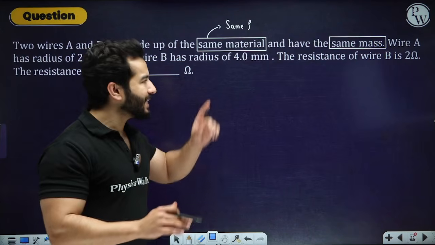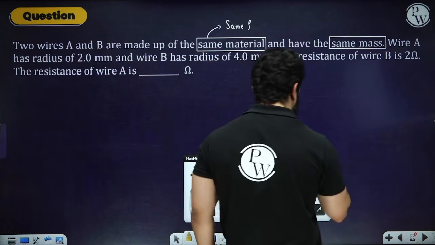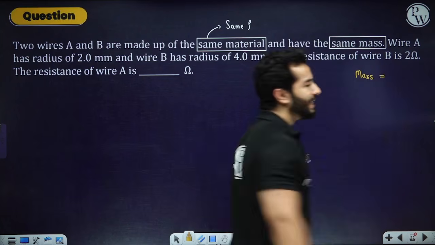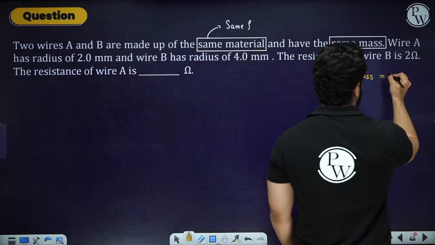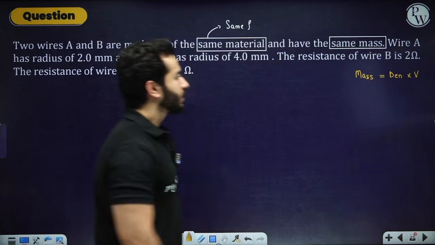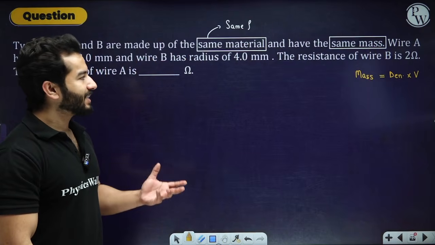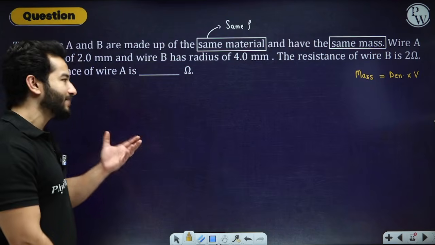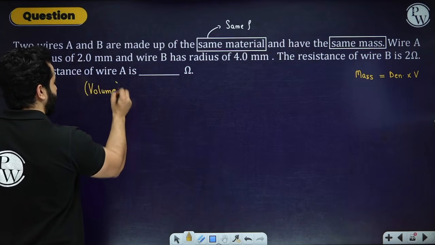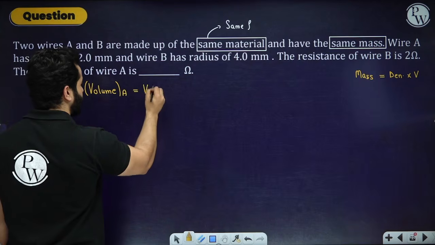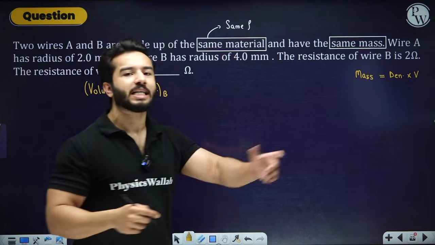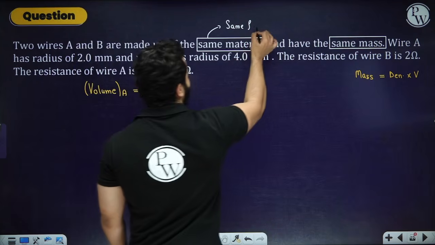The question is quite simple. Why are they saying that they have the same mass? The reason is that we know density is mass upon volume, so mass can be written as density into volume. If their mass is the same and their density is the same, that means their volume is the same. Please understand that volume of A will equal volume of B, because they have the same mass and are made of the same material. Same material means same resistivity and density.